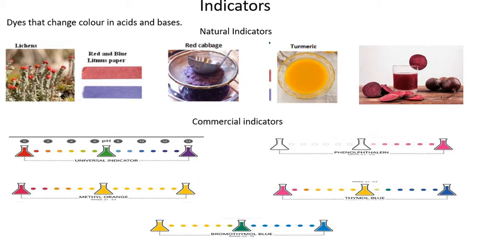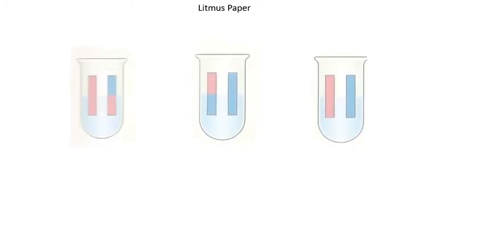These indicators will indicate to you whether the substance is an acid or a base, and just how strong or weak an acid or a base that substance is. Litmus paper is used to determine whether substances are acids or bases.